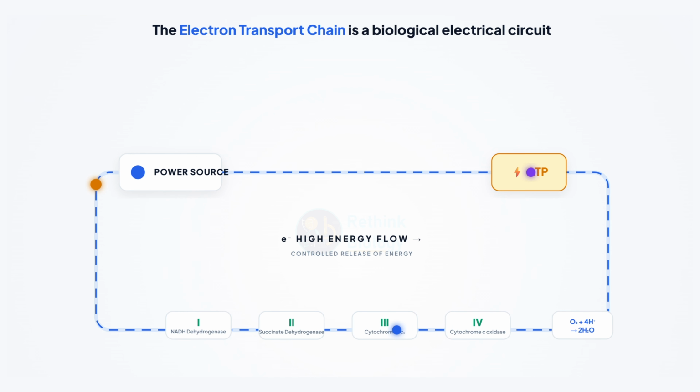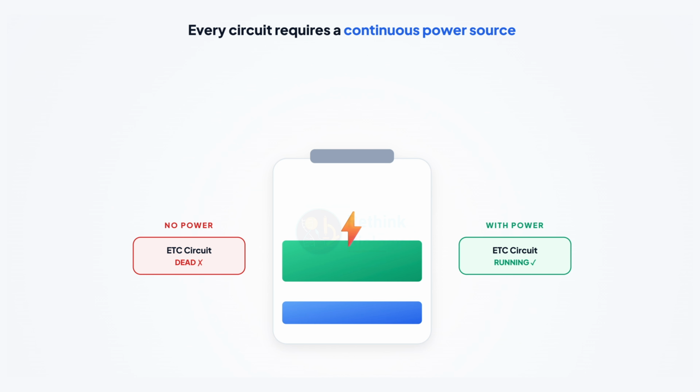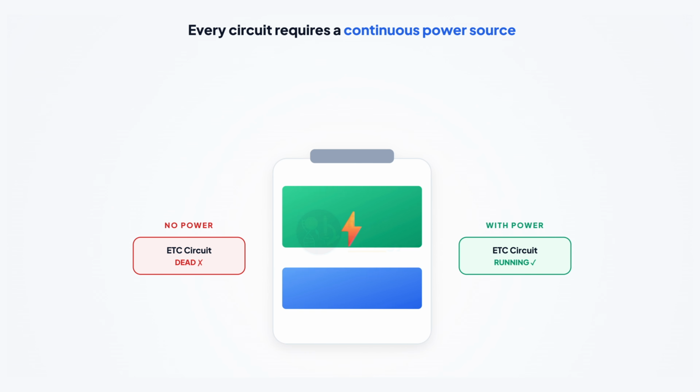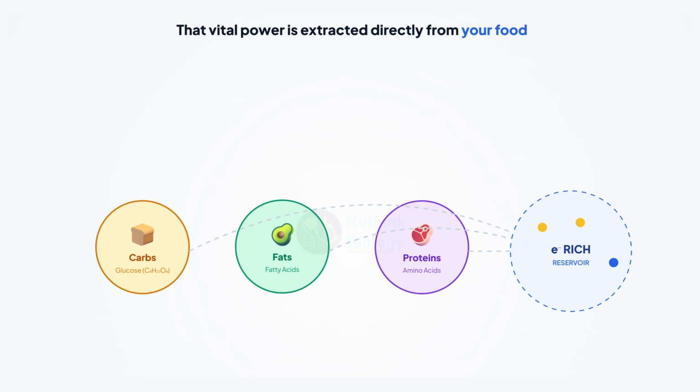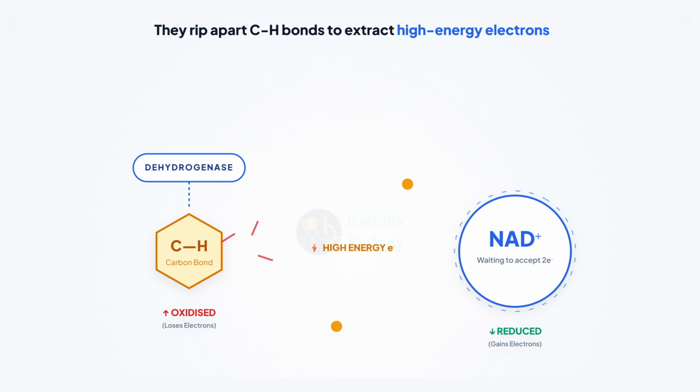Think of the electron transport chain as an electrical circuit. It needs a power source to get started. The power comes from the food you eat. Earlier stages of cellular respiration, like glycolysis and the Krebs cycle, broke down your food. They extracted high-energy electrons from those food molecules.